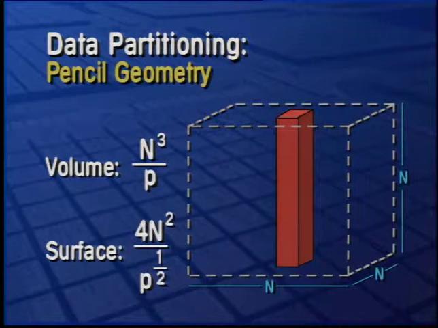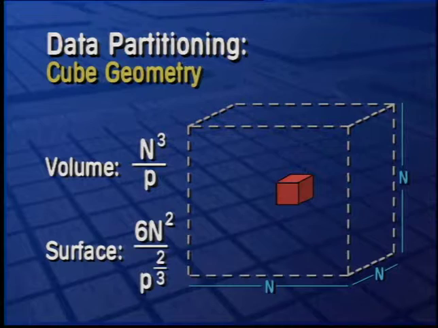The third geometry is a cube, where each processor receives one cube cut out of the entire domain. Again, the volume is the same, n cubed over p, and since there are 6 faces this time, the total area of the surfaces is 6 times n squared over p to the 2/3 power. In the following analysis, I will consider all 3 geometries.